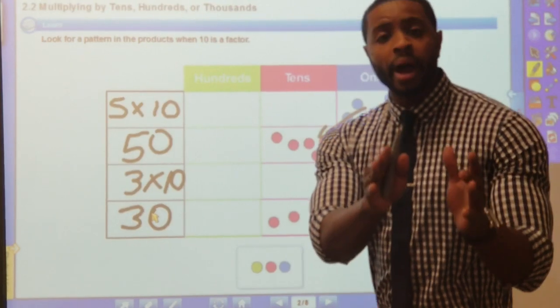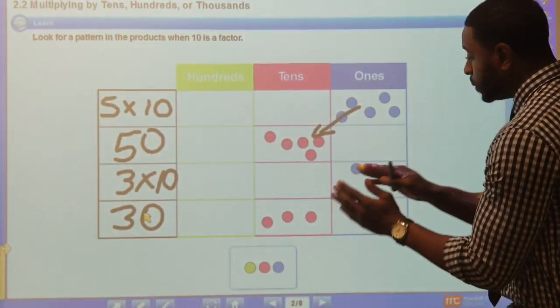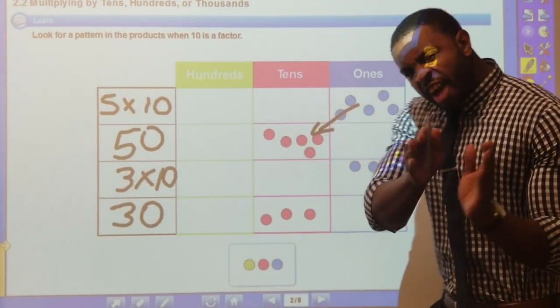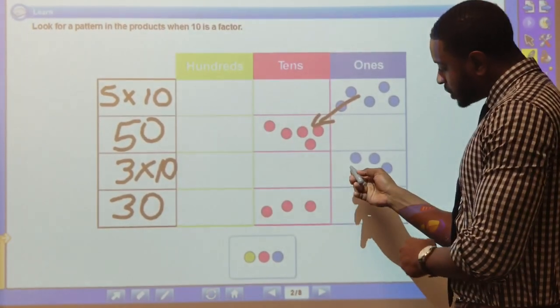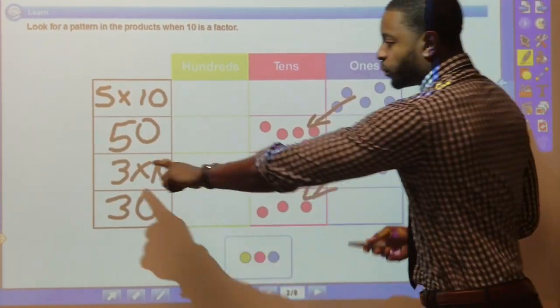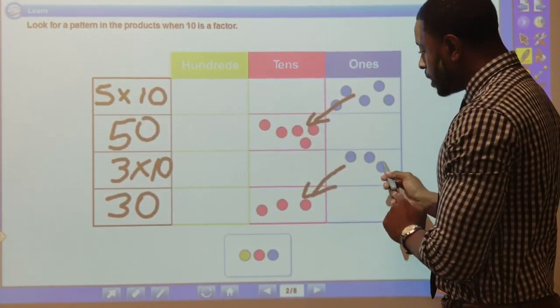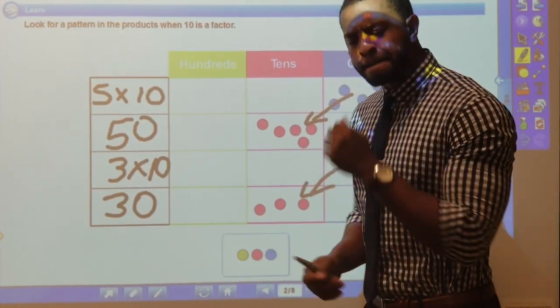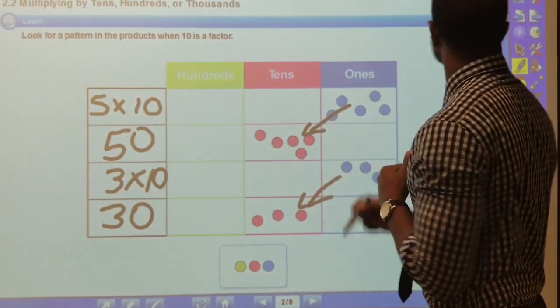But look at the pattern. Look what happens. We started in the ones place, but everything shifted 1 place value to the left. So we went from 3 ones to now we have 3 tens. Let's see what this looks like.